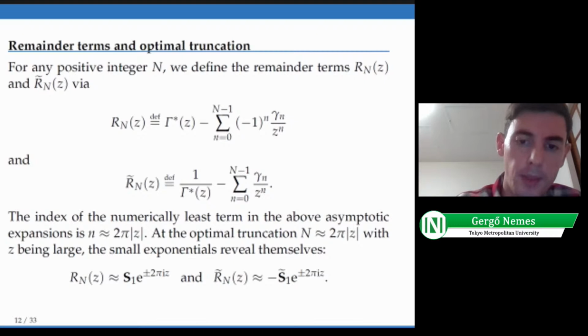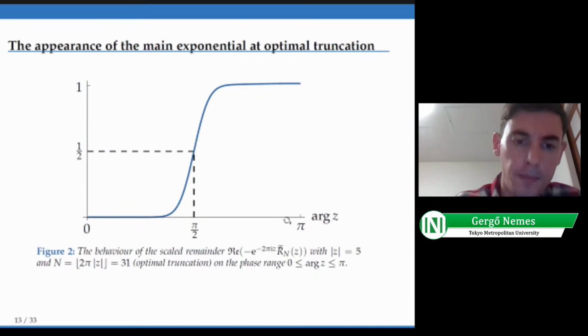I produced a plot for the remainder of the reciprocal gamma. I normalized the remainder with the expected exponential, truncated the series optimally and took the real part. The imaginary part is negligible. I plotted it in this range, and this is what we get. So it seems that indeed it follows the error function law. On the Stokes line, the value is a half, and then it quickly becomes one.